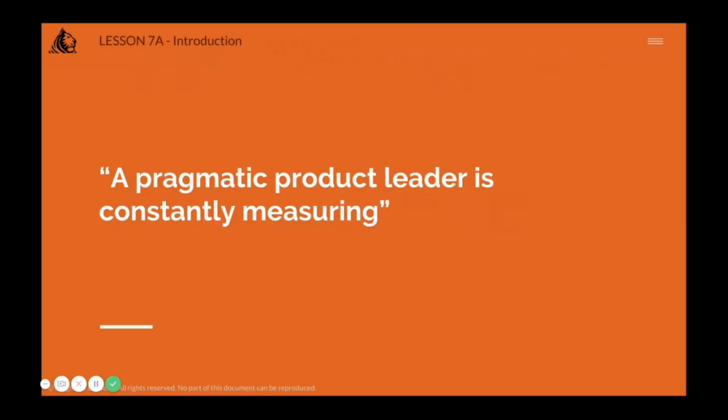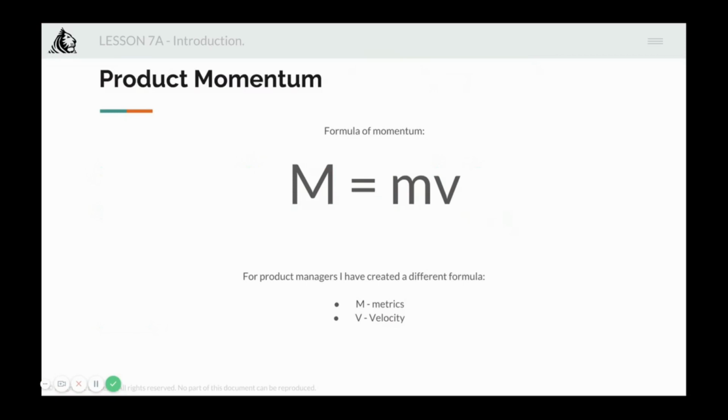In my opinion, a pragmatic product leader is continuously measuring. They never stop, the measurement is always there. So, one, you'll always be experimenting and you'll always be measuring. This is the term that I have coined, which is product momentum. A pragmatic product leader is constantly measuring, always has major numbers in mind and the numbers that he cares about.